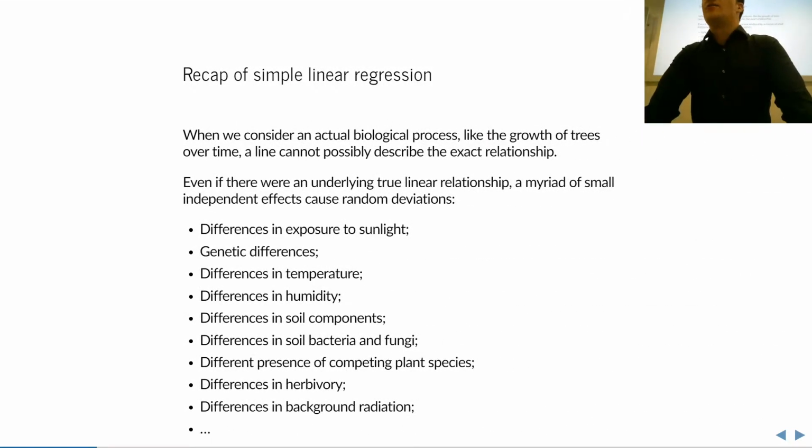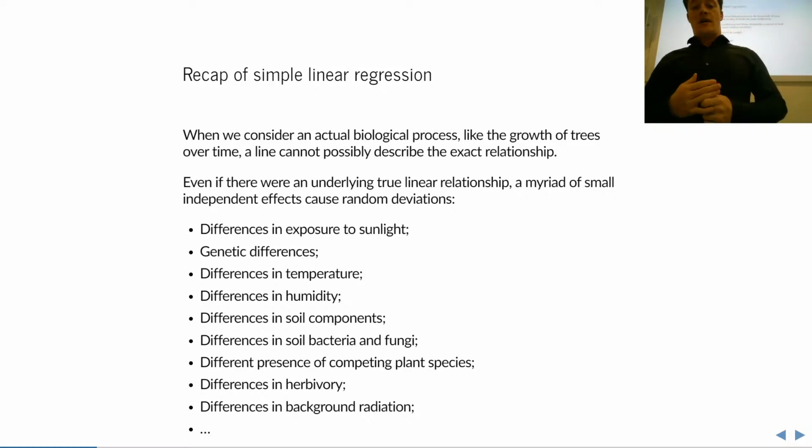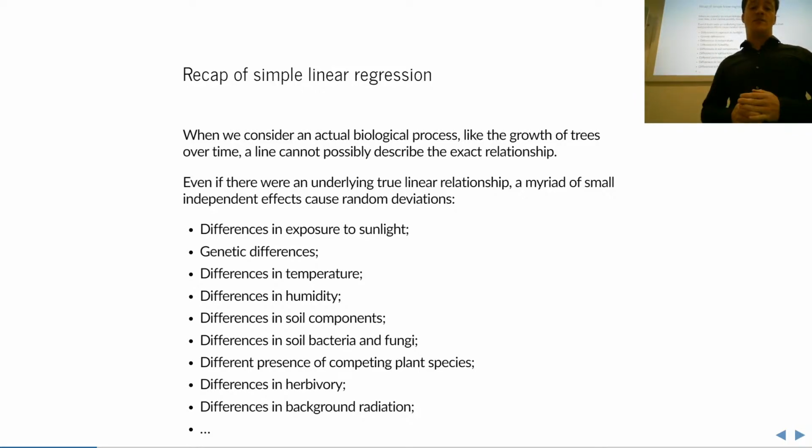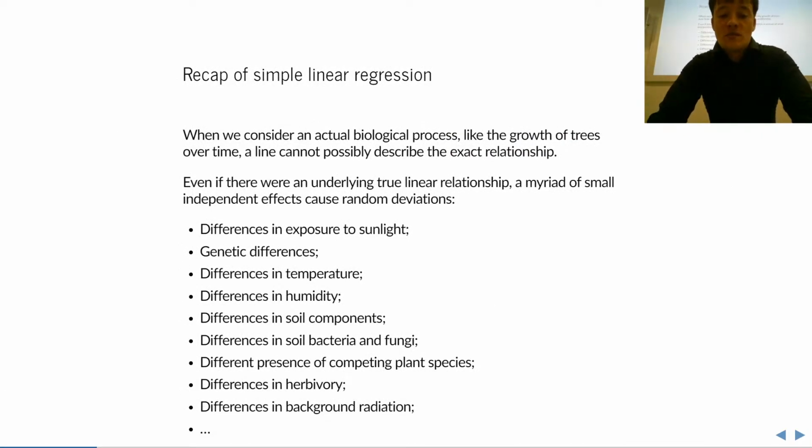Now, when we consider actual interesting research questions, then usually one line doesn't really capture the relationship. Even if there is a true relationship, there's always a lot of different things that can cause small random deviations between subjects. So it's not just a line, but there's also residuals, right? Because there could be small differences in exposure to sunlight, or genetic differences, or minuscule differences in temperature across your experiment, and humidity, and the soil could be slightly different over here than over there, etc. And you can think of a million things that will, to some extent, affect the outcome.